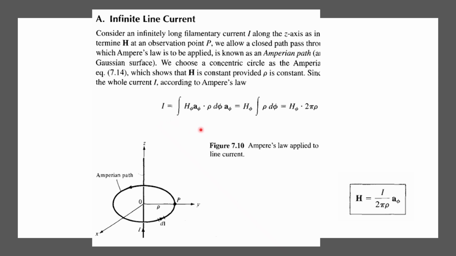So the first target is to find the I enclosed. I enclosed will be ∮H·dl. Here we have H in the phi direction, and dl is the small element. Suppose the radius is rho, then the small element will be rho dφ. We integrate rho dφ over the entire circumference of the circle, and the circumference of the circle is 2πρ. So finally I is equal to H times 2πρ, so H will be I by 2πρ.